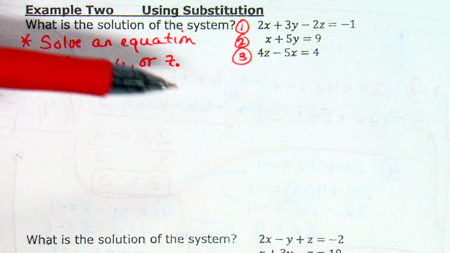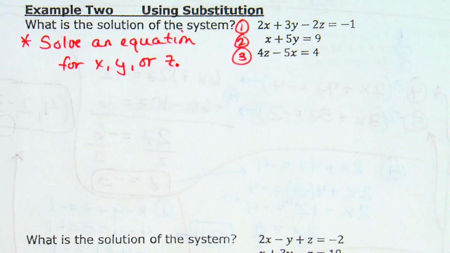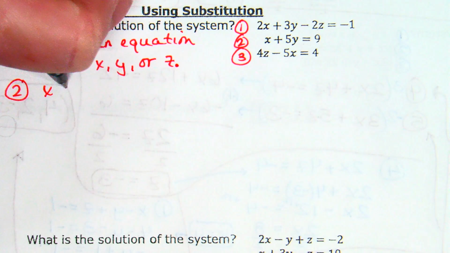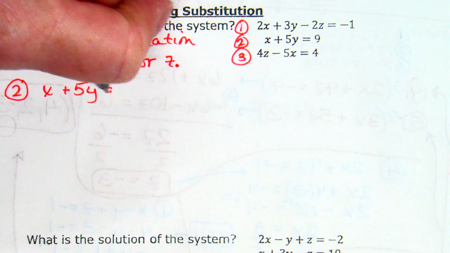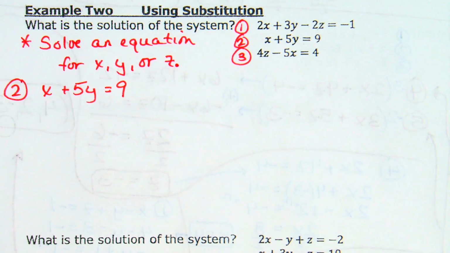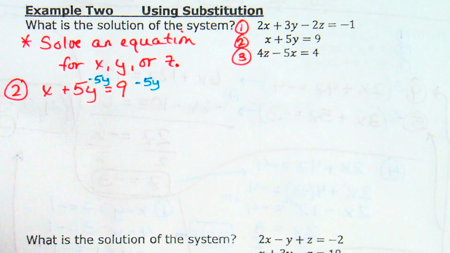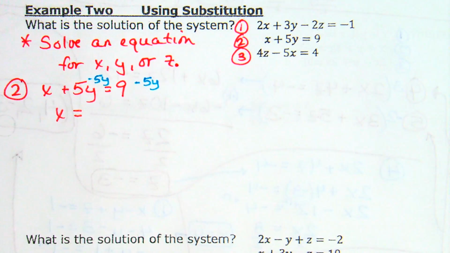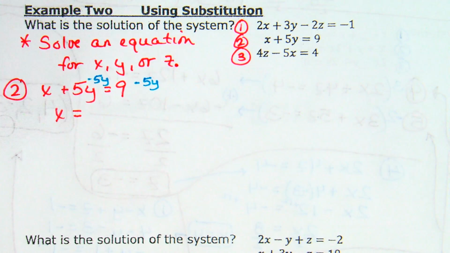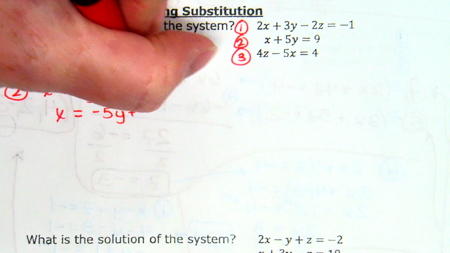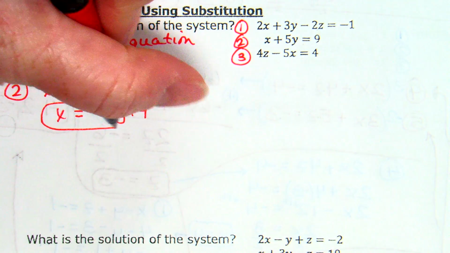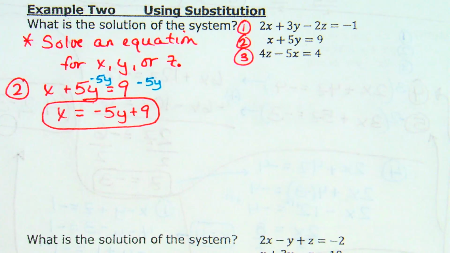So, let me write down my equation 2 here. It is x plus 5y equals 9 to begin with. And yes, as we said, if we subtract the 5y over, this now becomes x equals, you can either write it as 9 minus 5y, or you can change it around and make it negative 5y plus 9. I don't renumber this equation, I just usually call it the new equation 2.